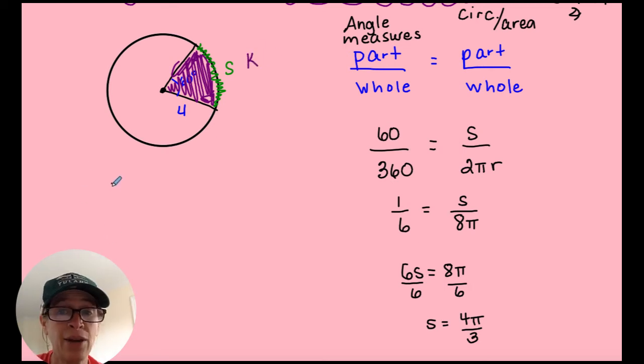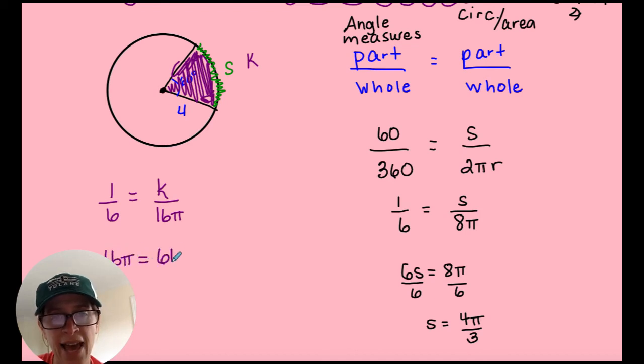So that would be, again, 1/6 equals k over, now I have to change to the area formula, pi r squared, so 16 pi. Again, we're going to cross multiply: 16 pi equals 6k, and I'm going to divide by 6. And so the area of the sector would be, what is that, 8 pi over 3?